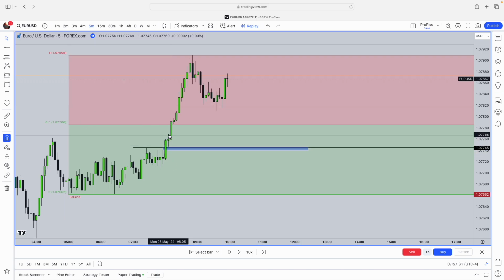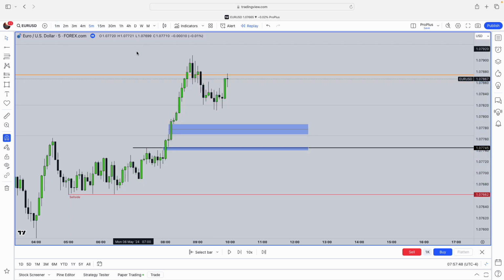We can also draw this one here, but because that high is inside the premium, it just makes it more valid for this one here, because that's definitely in a deeper discount. So this could potentially be draw on liquidity here. So I'm going to just cut that off now.